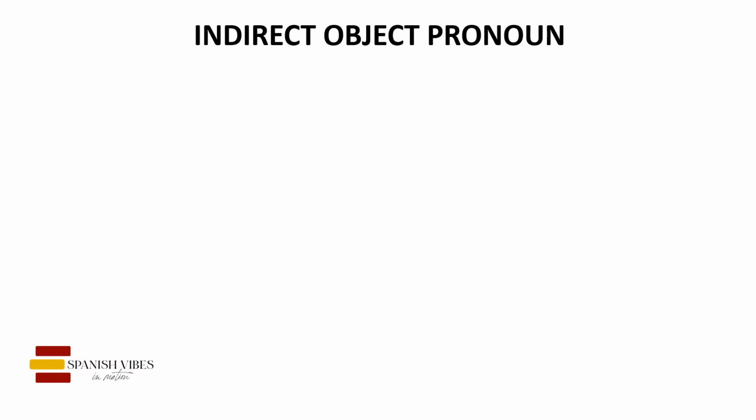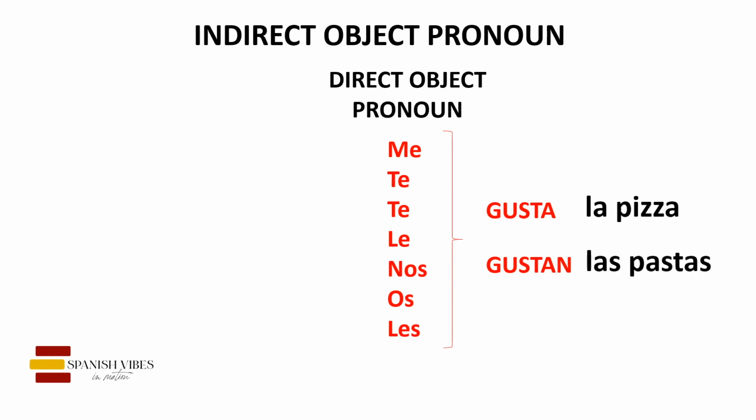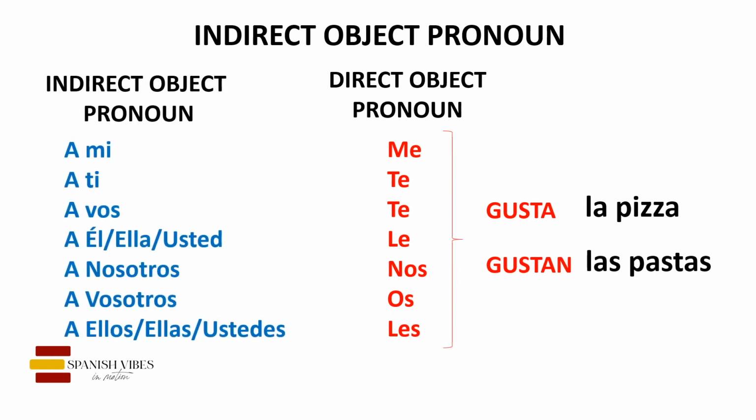In all cases, we add the preposition a previous to the indirect object pronoun. Indirect object pronouns for yo is mí, for tú is ti, and for vos, él, ella, usted, nosotros, vosotros, ellos, ellas y ustedes are the same as the subject pronouns.